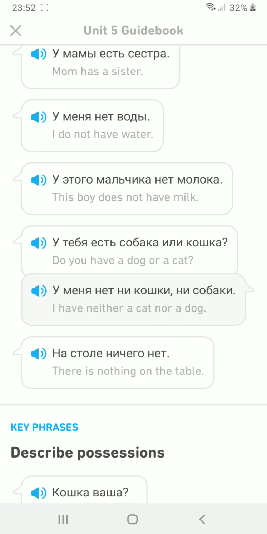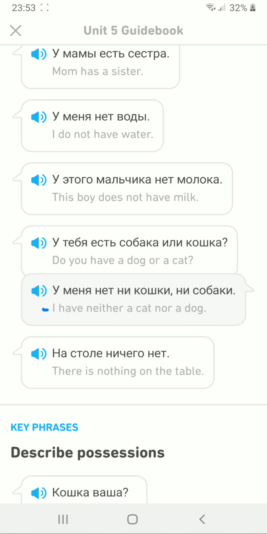Let's look at another sentence. У тебя есть, so you have. Now we have another word, maybe you know. So we have seen у меня нет, у этого мальчика нет. Now we have у тебя есть. Есть means you have. So, у тебя есть собака или кошка? This is a question. У тебя есть собака или кошка? So, you have to use a rise in intonation to mark the question.